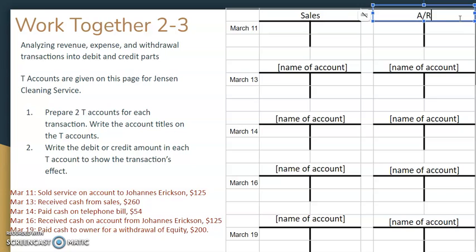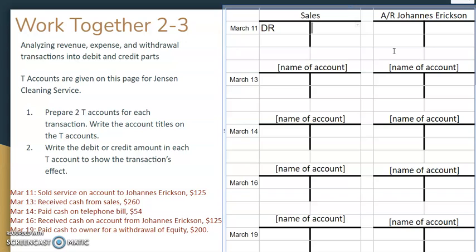You can use A/R to make it fit if you'd like to. Sales increases with a credit. So we can fill out our debit and credit sides, and it will be $125 credit to sales, and it's going to be a debit to this accounts receivable, right, because that's an asset, so it will increase with a debit. Johannes Eriksson. She owes us $125 at some point.